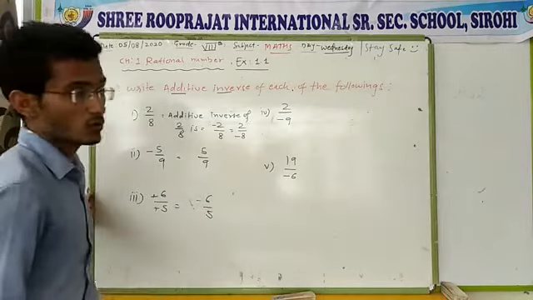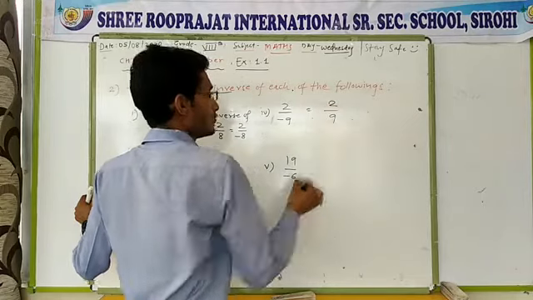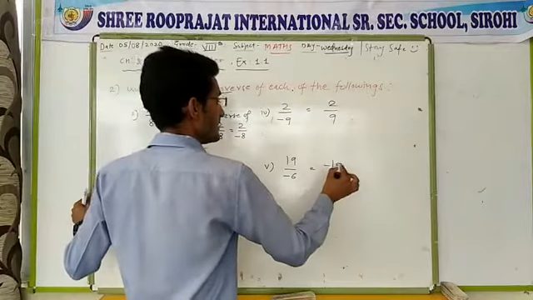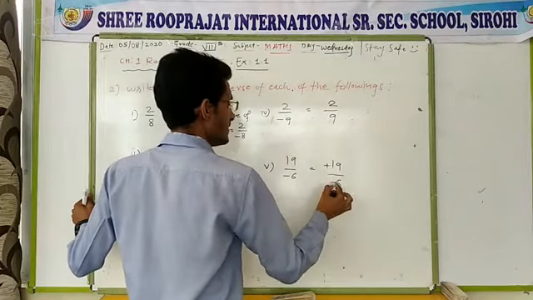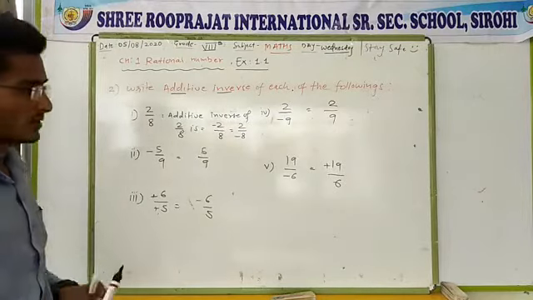Next one, 2 by minus 9. That means it is negative, so you have to write a positive, 2 by 9. And the last one is again negative, that means the answer will be plus 19 by 16. When there is a positive number, you don't need to put a sign of positive.